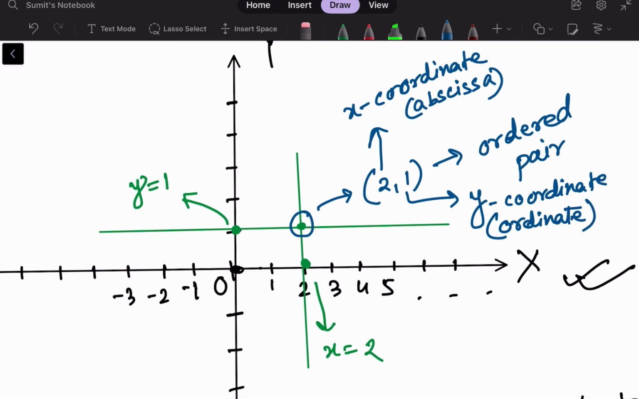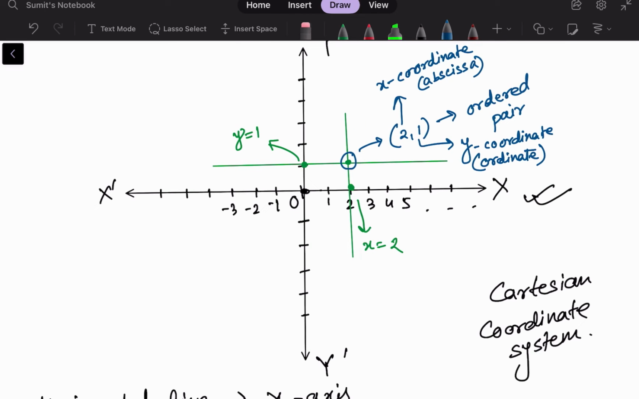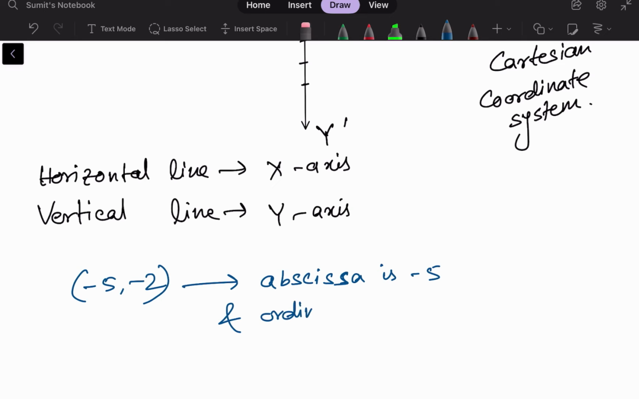So if I ask you what is the ordinate of 2 comma 1? Just 1. What is the abscissa of 2 comma 1? 2. Right, very good. So suppose I am writing a point here, minus 5 comma minus 2. What is the abscissa of the point? Abscissa is minus 5, and the ordinate of the point is minus 2.